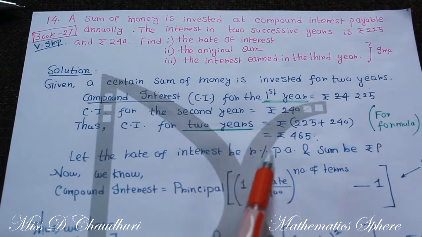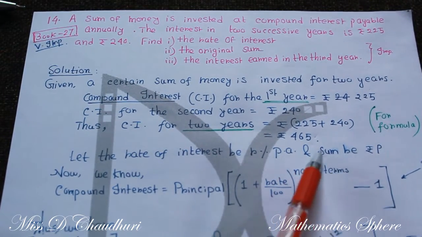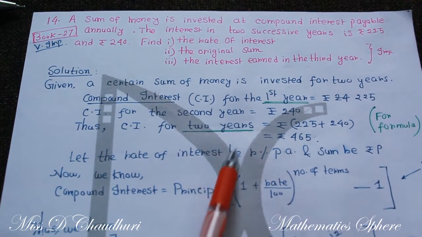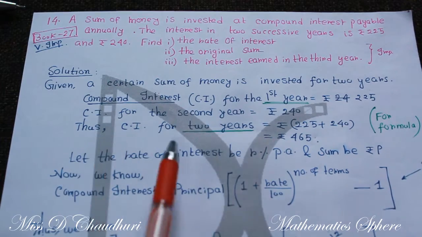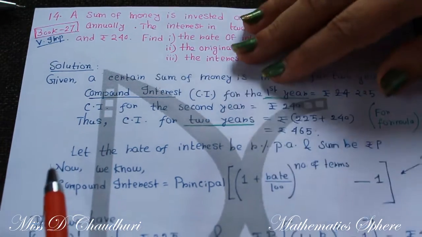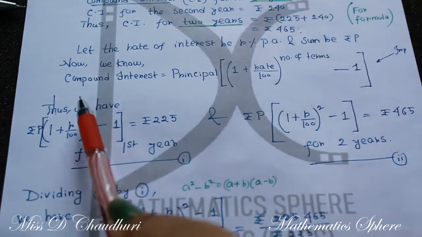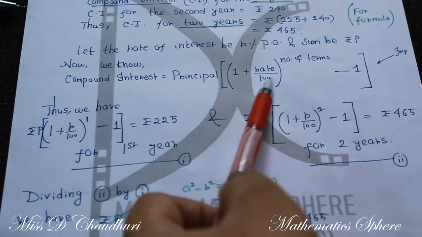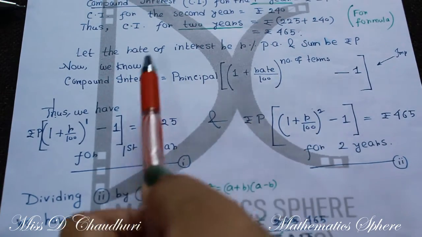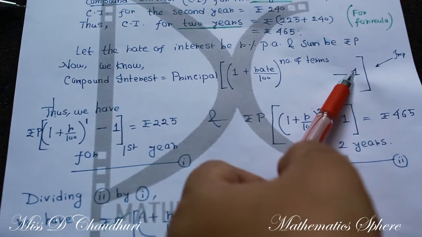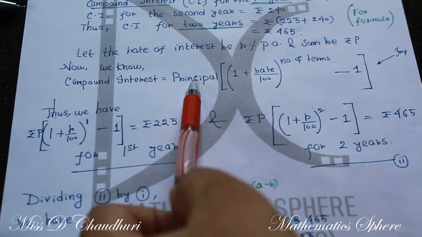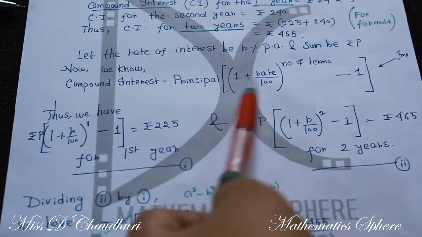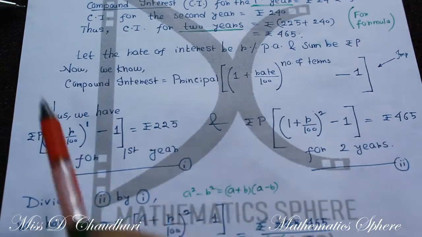Now I am considering the rate to be R% per annum and the principal to be rupees P. This part is important. Now you just put in the formula again, the same way. We know the formula that compound interest equals principal into (1 plus R by 100)^n minus 1, because we know CI equals A minus P. If we take principal common, then this one minus 1 will be remaining. So you will have to remember this compound interest formula, or else this sum will be problematic.